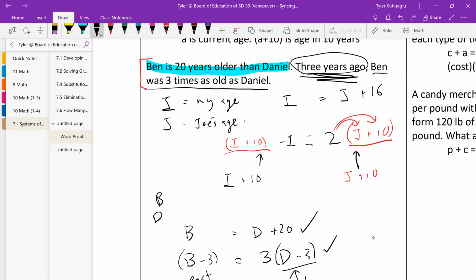And that's it. With these questions, I think it always helps to just write the second part as if it's simple, and then realize that you have to change the B and the D to the future or the past by adding or subtracting to it.